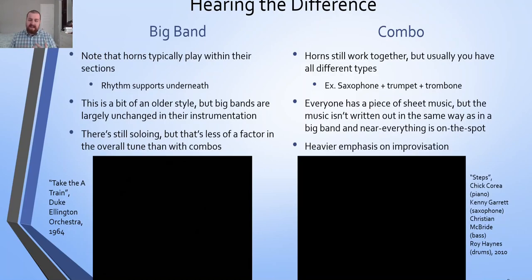So for instance, if you have a sextet, six people, you may have piano, drums, bass, saxophone, trumpet, trombone. So the three horns may be playing together, and then the rhythm section is playing together, but they're interacting with each other through music. So everyone has a piece of sheet music, usually a lead sheet, which we'll talk about a little bit later, but the music isn't written out in the same way. Usually you play through what's on the lead sheet and then improvise for the rest of the tune, essentially. So it's a much heavier emphasis on improvisation than we see with big bands.